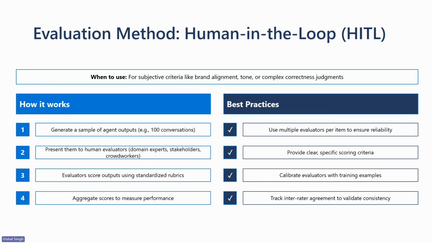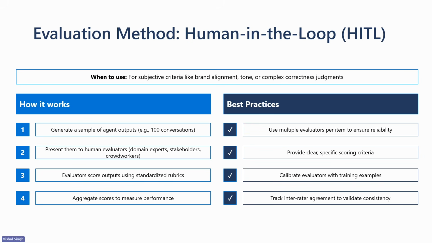So now we'll talk briefly about the different evaluation methods that we have. Human in the loop is the first method that we're going to talk about. This is for subjective use cases like brand alignment, tone, and comparative correctness judgments. Here, we can generate a set of sample outputs and present them to a human evaluator. The humans in the loop would be the domain experts and stakeholders, and they would evaluate the process, grade the system, and then aggregate the scores together.